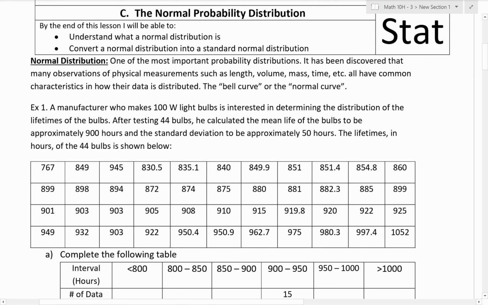All right, welcome back to our third stats lesson. And today we are going to be looking at normal probability distribution. It is one of the longer lessons for this unit, so sit back and enjoy it.